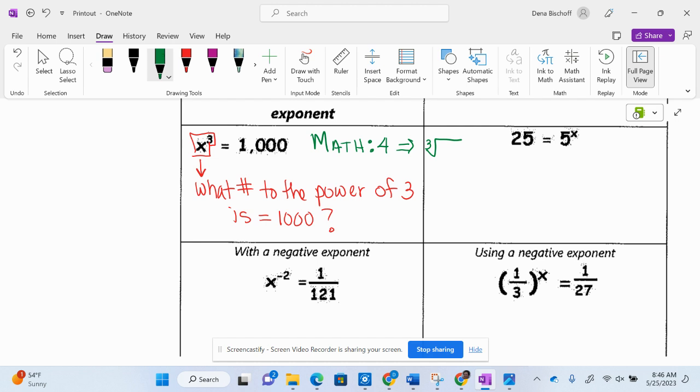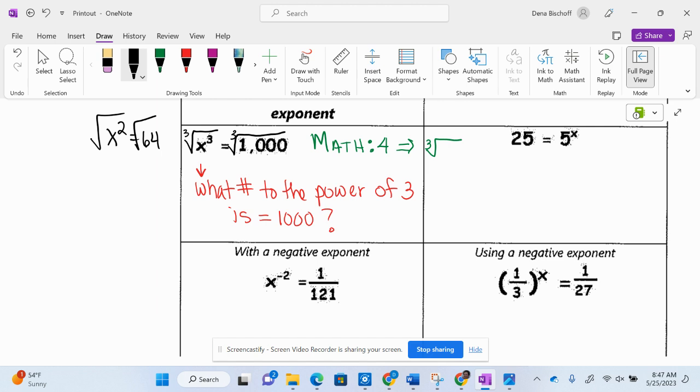Remember how we like to unsquare stuff? If I had x squared equals 64, you would just take the square root of both sides. Well, I can't take the square root of it because it's not a square, it's a cube. But I can take the cube root of both sides. You just need to know where that button is in your calculator.